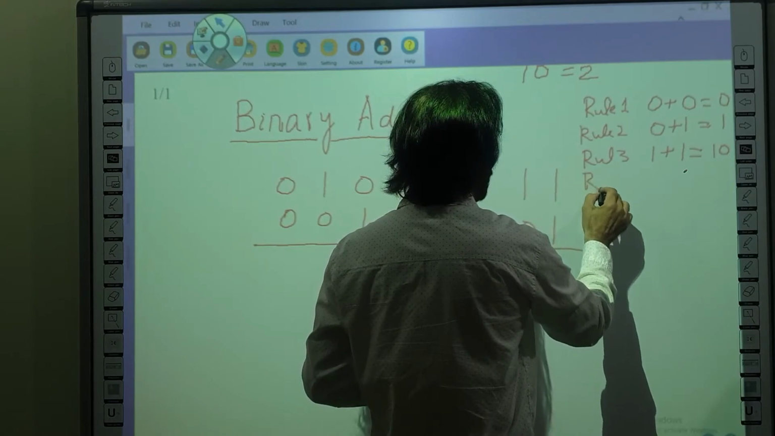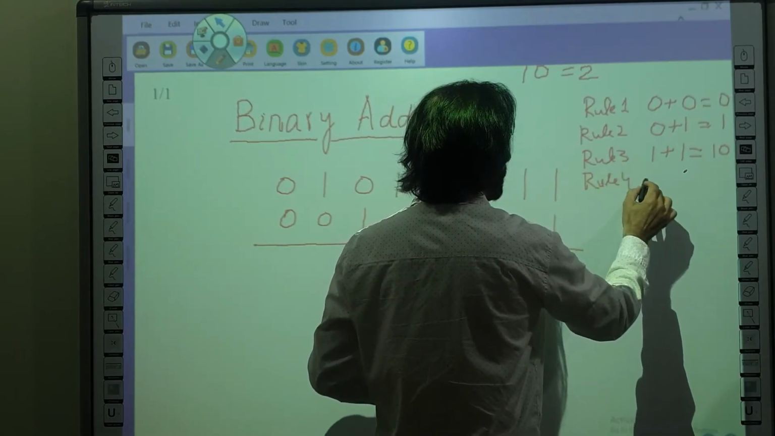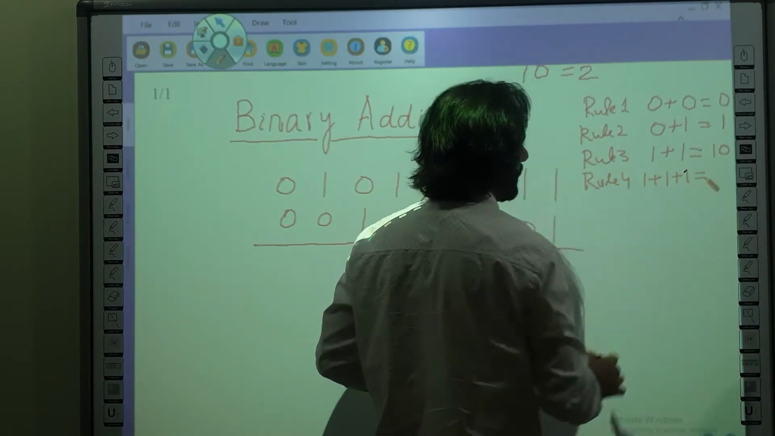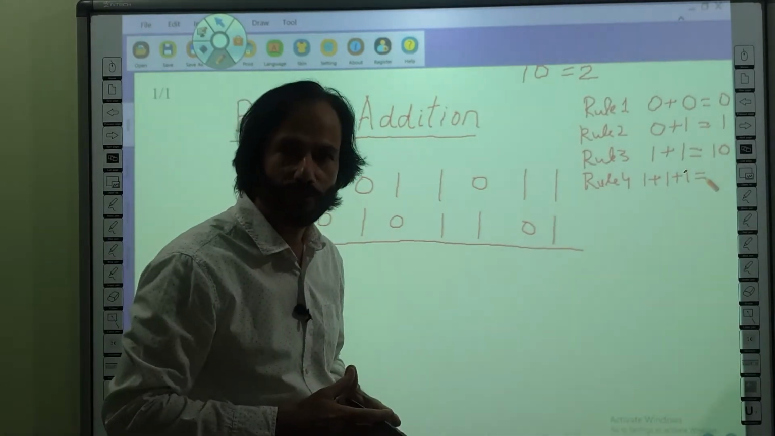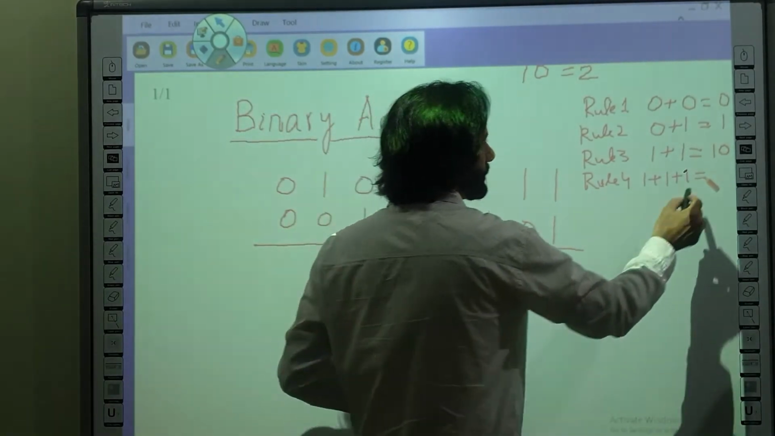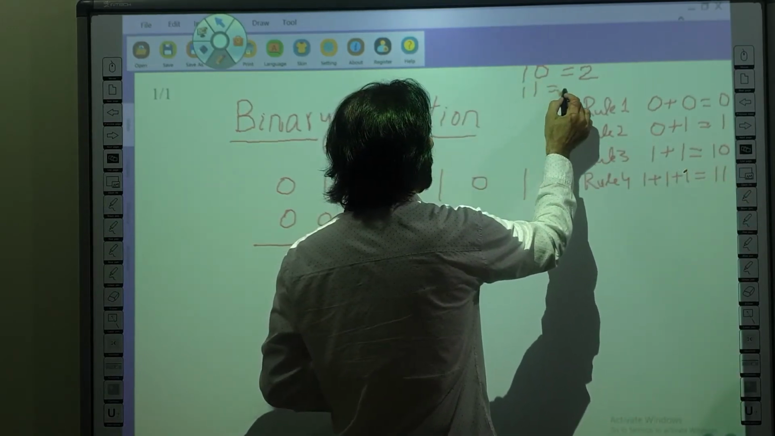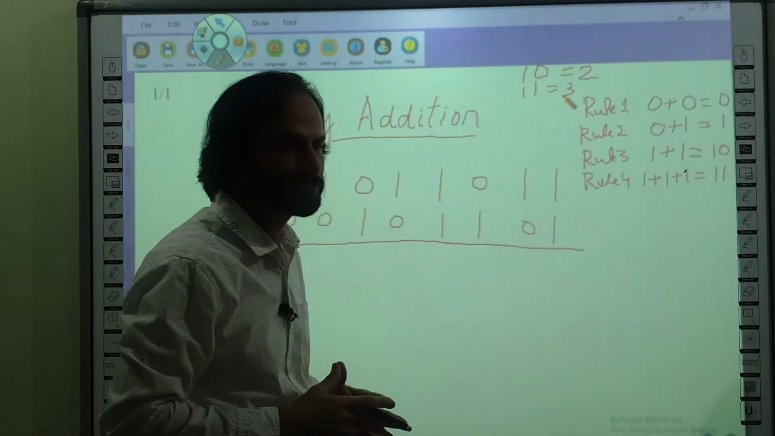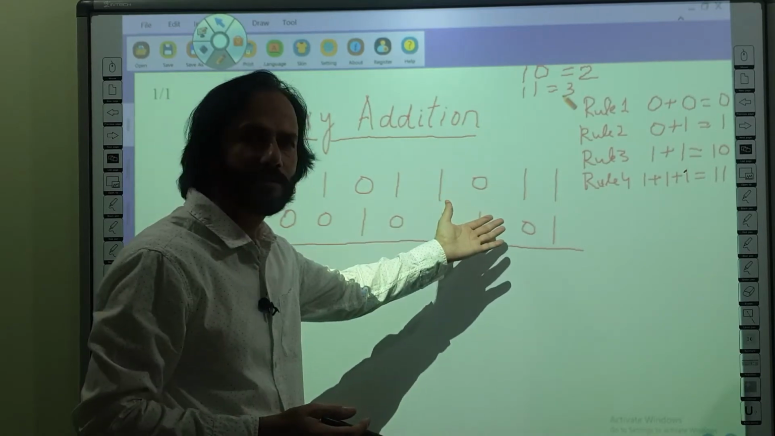And rule number 4: 1 plus 1 plus 1. When three ones are added, logically the answer must be 3, but we will write 11 because 11 in binary is equal to 3 in denary. Okay, so we will apply these rules while adding these numbers.